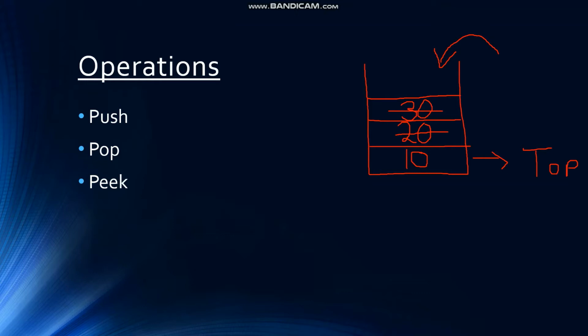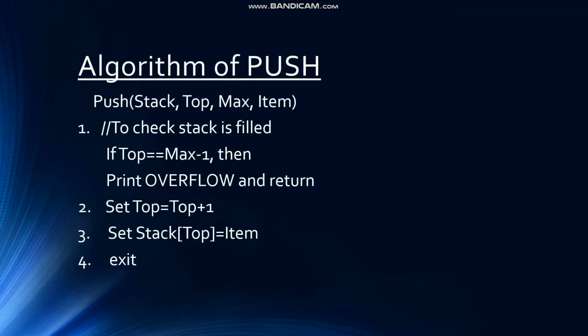Now let's see how to do the operations. Let's see the algorithm of each operation. Algorithm of push. For doing this, what all things do we require? We require a stack. We require the top, the value of the top, to know whether there is any element in the stack or not. To know that we need a top variable. We also need the maximum size of the stack and the item you want to push, or insert, into the stack. And push is nothing but a function.